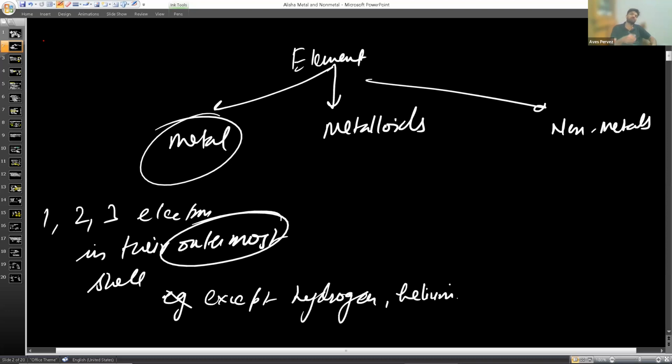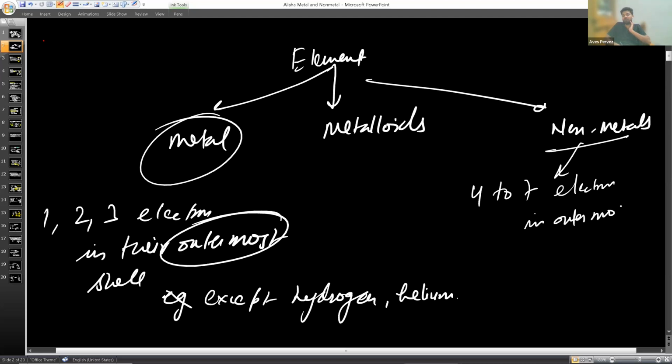Other elements that have one or two or three electrons in the outermost shell, the last shell, are considered to be metals. Second, non-metals are those elements that have from 4 to 7 electrons, either 4, 5, 6 or 7, in their outermost shell. Outermost shell is the last shell.